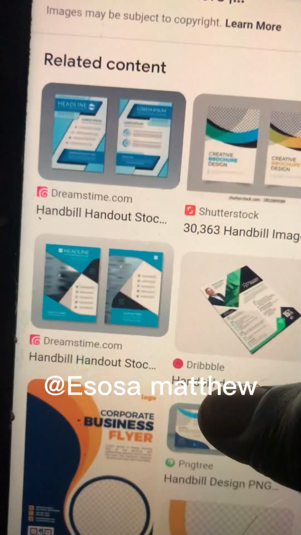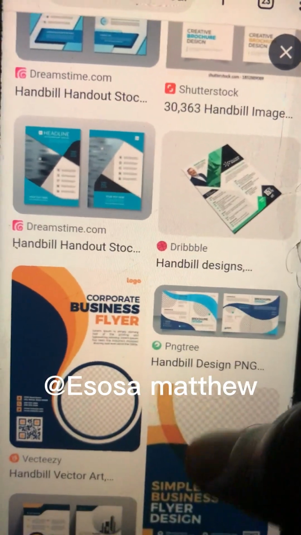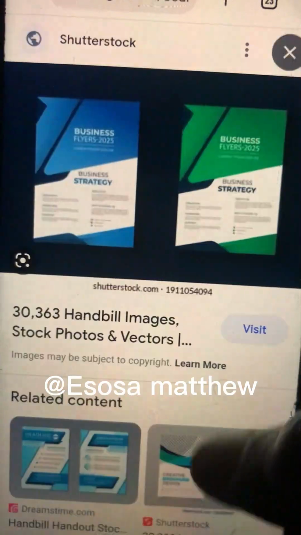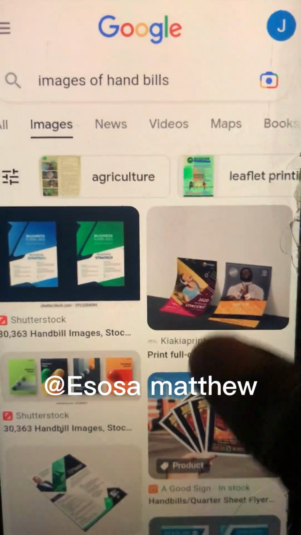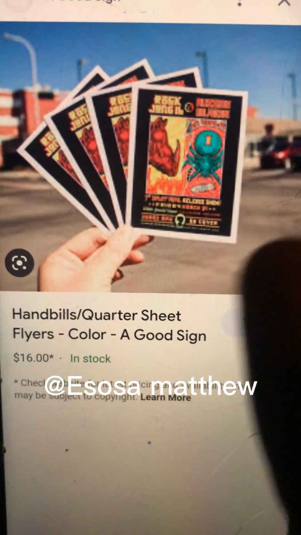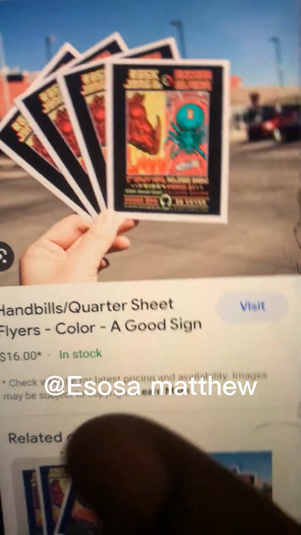All right, so these are examples of handbills. You can see that they are usually short in length and height. These are various examples of handbills. Look at this one. You can see it is usually short and in a square form.